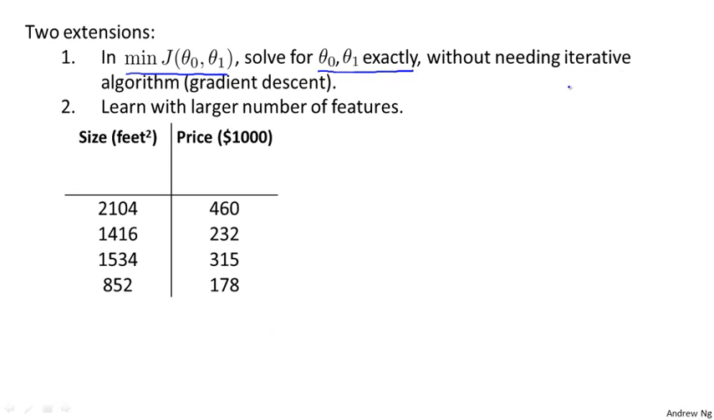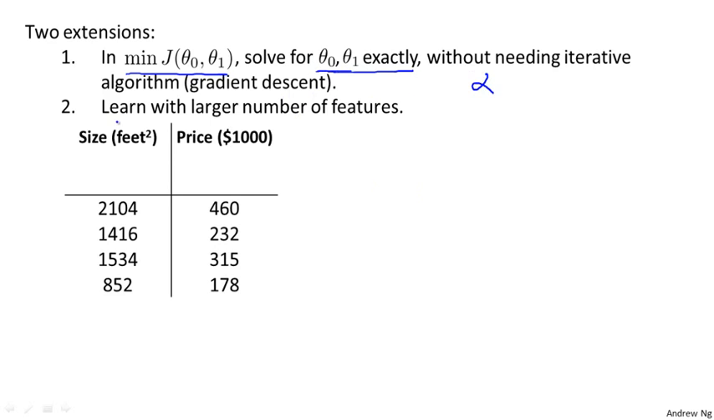There are advantages and disadvantages of this algorithm that lets you just solve for theta 0 and theta 1, basically in one shot. One advantage is that there's no longer a learning rate alpha that you need to worry about and set, so it can be much faster for some problems. We'll talk about its advantages and disadvantages later.